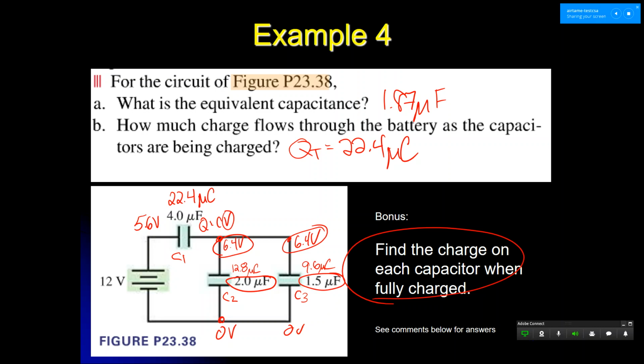Okay, so we found that after we found the 22.4. So now we have the charge Q, we have the capacitance C, and we use this formula, Q equals C times V, to find V. Okay? And then we found the 6.4 by doing 12 minus 5.6, because 5.6 volts were used up here, and 6.4 volts were left for those two branches.